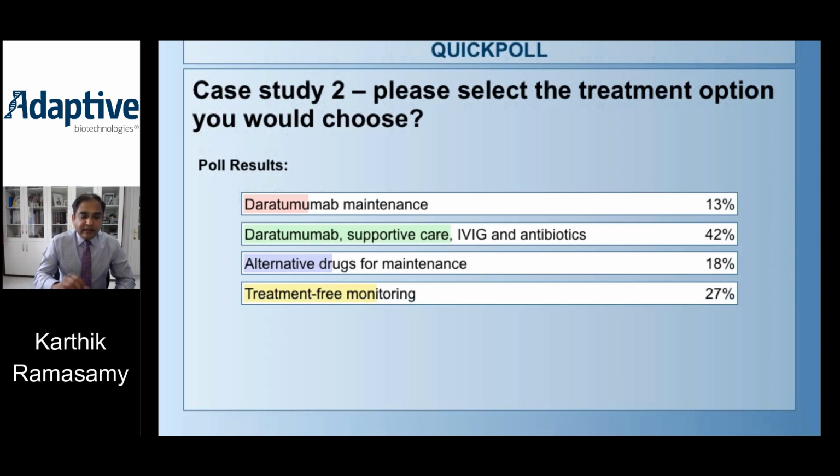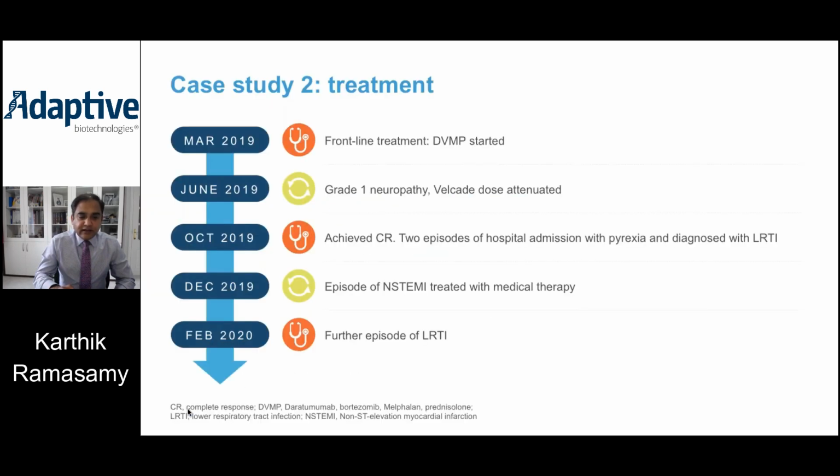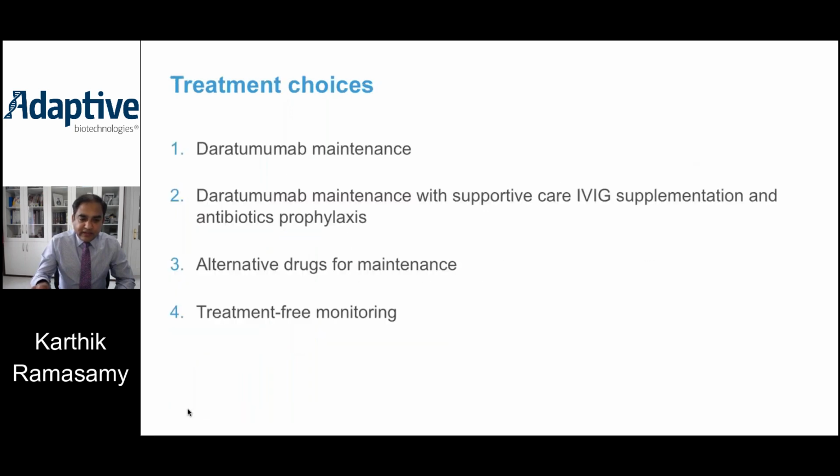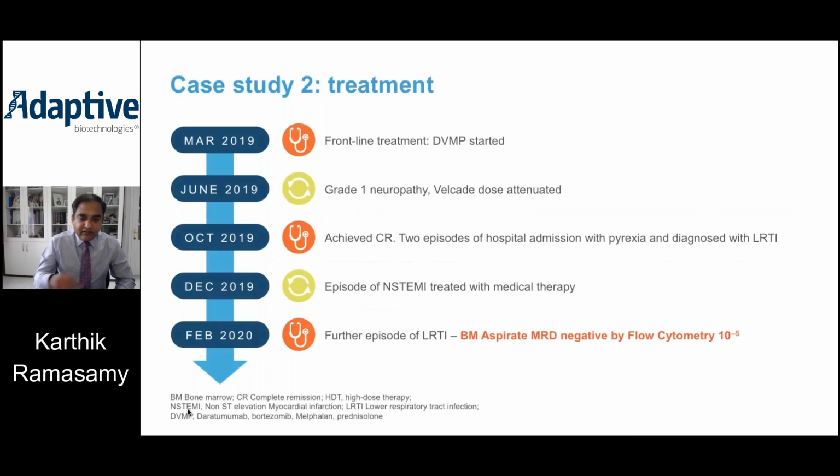Again, let me go back to the case and give you further information this time. And as you would have guessed, the information that I'm giving you is a bone marrow test that I performed in February of 2020. And the bone marrow shows MRD negativity by flow cytometry at a threshold of 10⁻⁵.